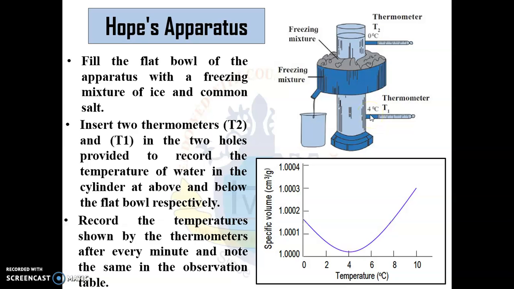When the temperature of the water starts decreasing below 4 degrees Celsius, its volume increases and so the density decreases. It therefore moves in the upward direction. The temperature of the water in the upper part, that is T2, decreases rapidly to 0 degrees Celsius. The temperature of the water in the lower part, however, remains at 4 degrees Celsius only for some time and then decreases slowly to 0 degrees Celsius.